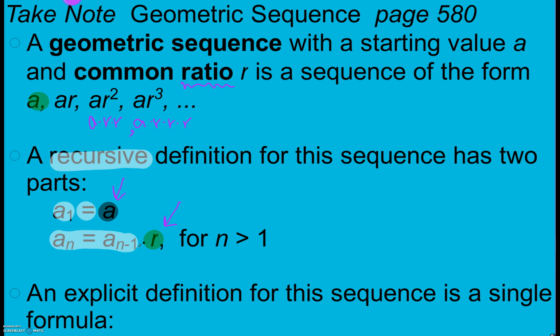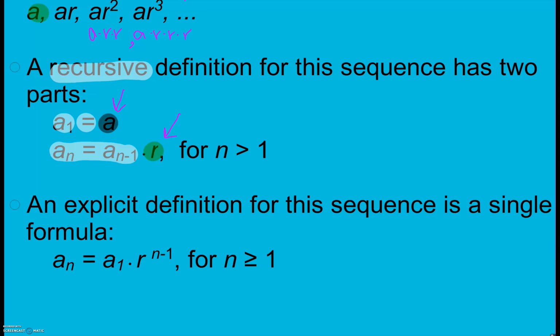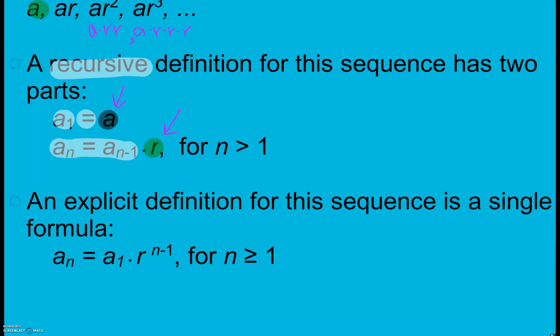An explicit definition for this sequence is a single formula. A sub n equals a sub 1 times r raised to the n minus 1 power. Okay, when we're multiplying repeatedly, we use exponents. So the things that stay the same for our explicit formula here, every single time, are our a sub n and our n minus 1. The things that change are our first term and our common ratio.